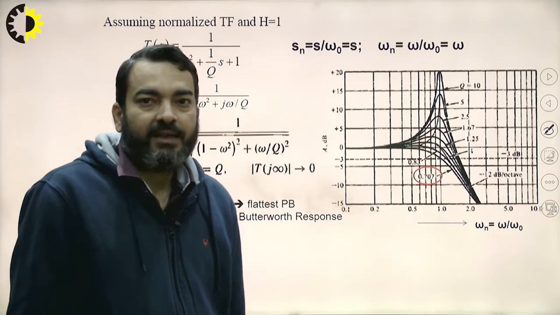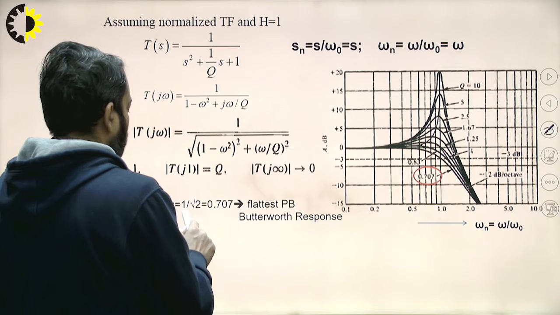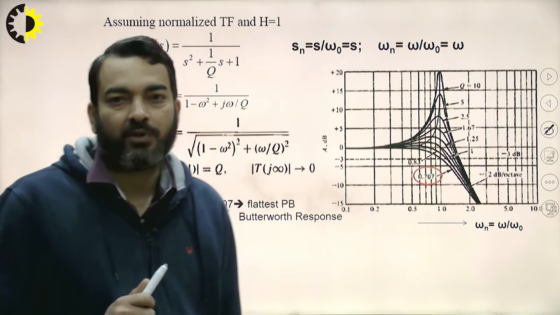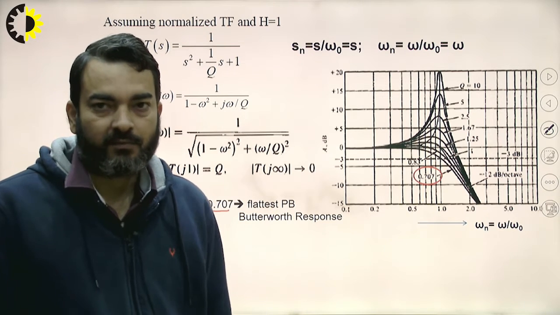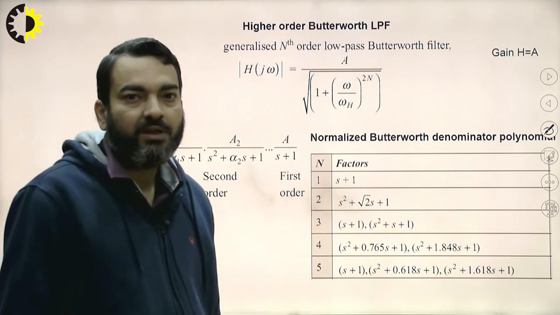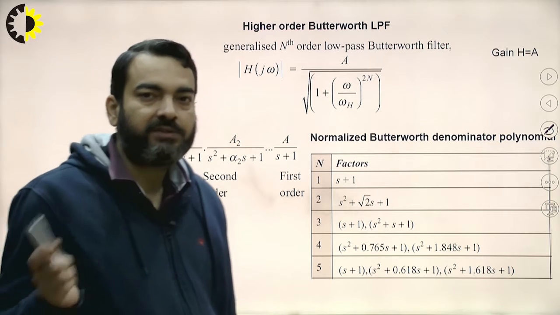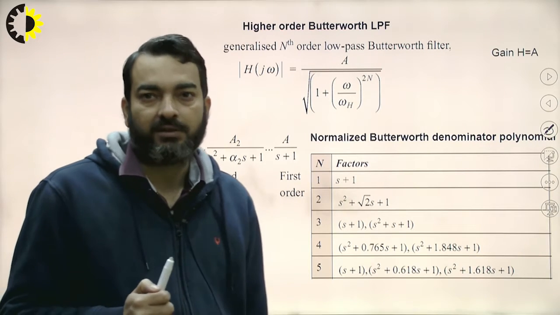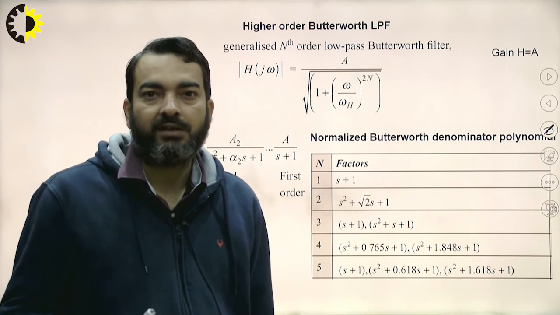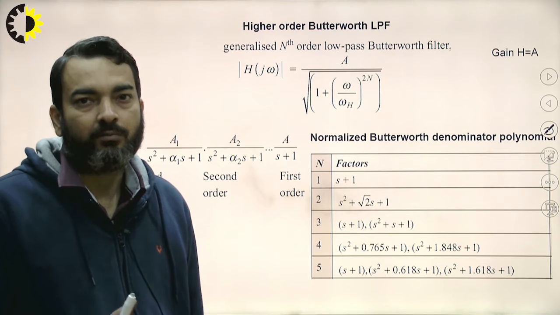We have seen one special case of low pass filtering when the Q value is 1 by root 2. That is called the maximally flat response, or Butterworth response. Whenever we design a higher order Butterworth filter, we use the concept of cascading. We have seen a first order low pass filter and a second order low pass filter. So to realize a higher order Butterworth filter, we can cascade first and second order filters.